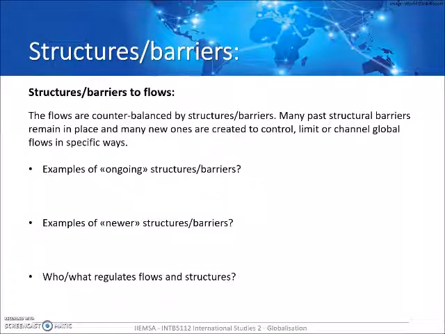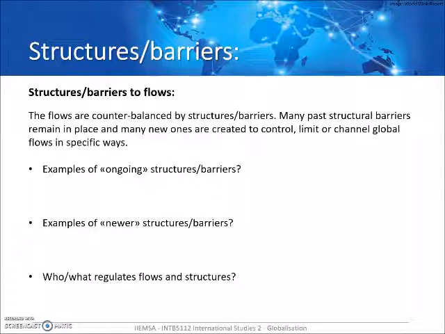Now, moving to structures and barriers. This is basically the counterpart to the flows, right? And if you go back to the initial definition of globalization, it says that globalization was the increasing liquidity of flows and of the barriers that they encounter. So basically, barriers are what counterbalances the flows. Some of these barriers or structures have been in place since forever, and some of them are new ones, right? And you can really imagine globalization as this play of flows and structures sort of balancing each other out, right?